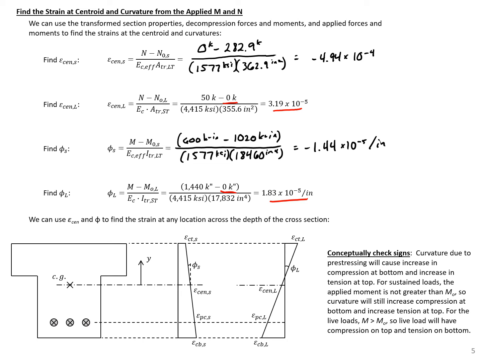We can then think conceptually about our strain at the centroid and our curvature. We can see that our applied moment is less than the moment caused by our pre-stressing. So we would expect a smaller compression in the top than in the bottom for our sustained loads. And with our live loads, we would expect tension in the bottom and compression in the top from our live loads. So these would be our strain diagrams and curvature for our sustained loads and our live loads here.